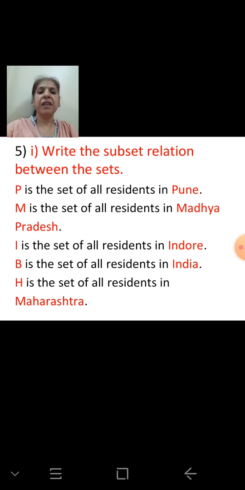And similarly, we can take B is a subset of B. Every set is a subset of itself. H is the set of all residents in Maharashtra. So when we say all residents in Maharashtra, it means they are in India also. So H is a subset of B.